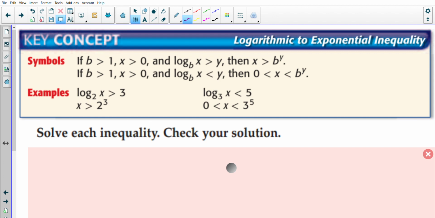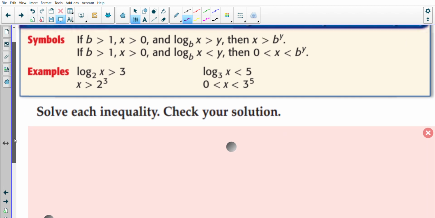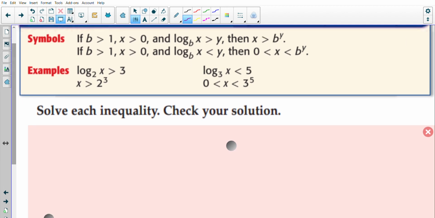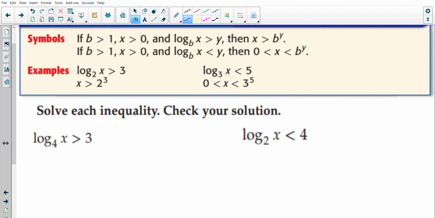So now another one, logarithmic to exponential inequalities. So if b is greater than 1 and x is greater than 0, then if log base b of x is greater than y, then x is greater than b to the y. And conversely, if log base b of x is less than y, then 0 is less than x, which is less than b to the y. Depending on what inequality you have, depends on how you flip it. So log base 4 of x is greater than 3. Since I'm looking at a greater than symbol, I need to go to x to the b.